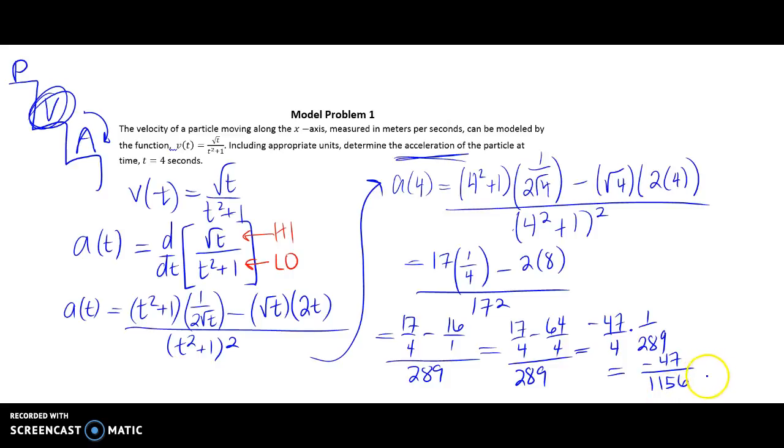Only thing I need now to answer the question is units. So since I found an acceleration, I'm remembering from Miss Arkia's days, my units should be meters per second squared. Put a bow on it, and you've done your first application problem with the quotient rule. Congratulations.